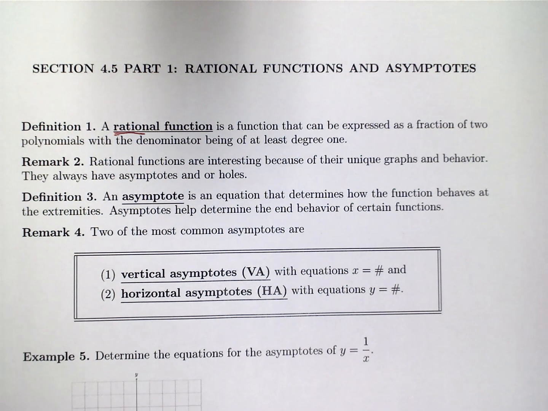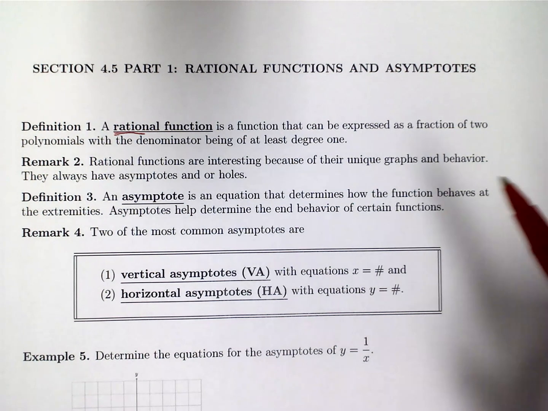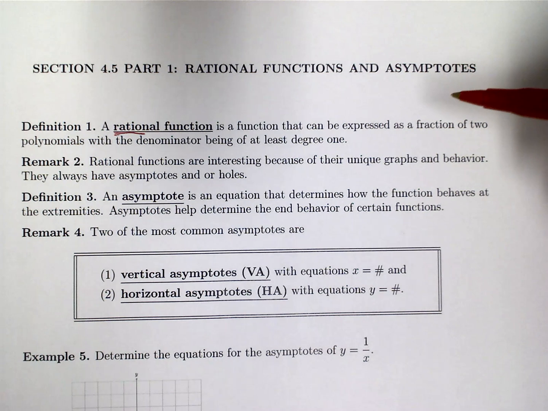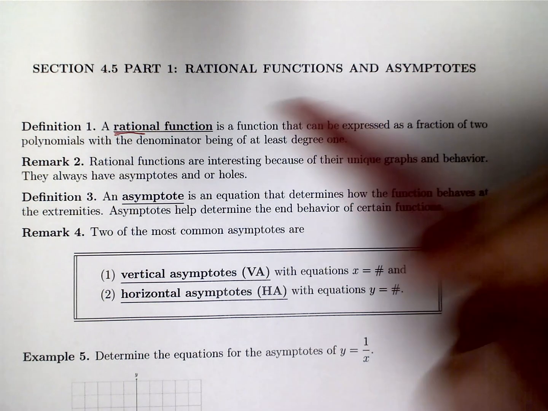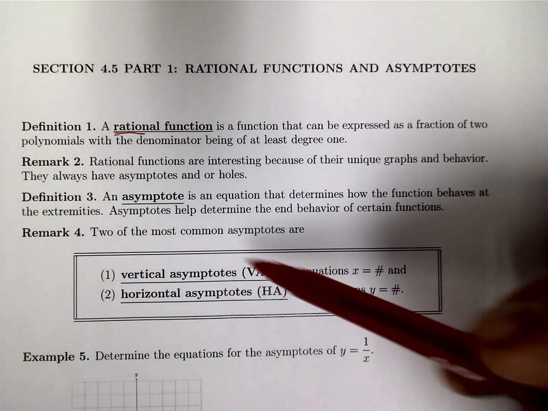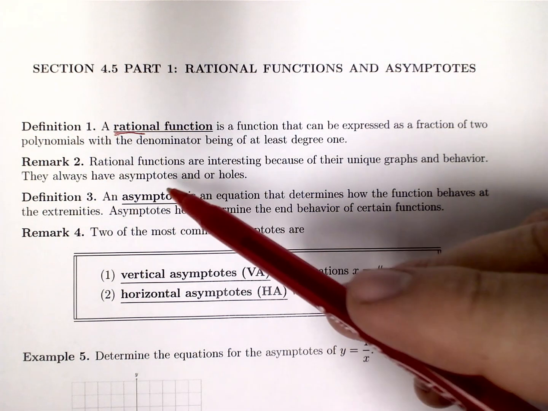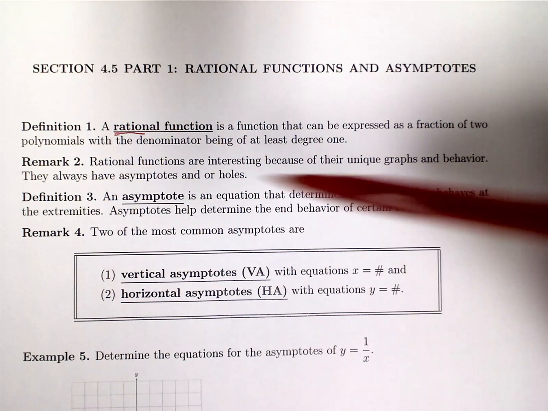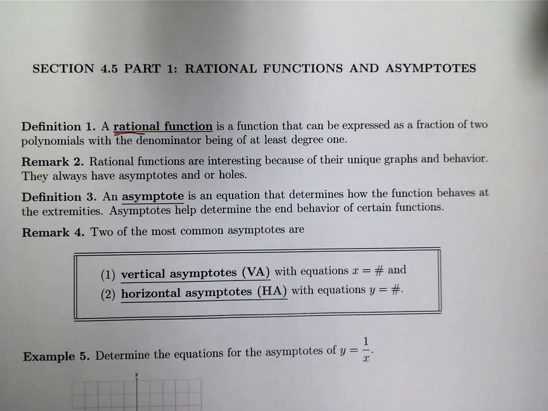And asymptotes are ways to talk about end behavior. Okay, so they're an equation that determines how the function behaves at extremities. And so just like with polynomials, the arrows that we drew, those were the end behavior. Asymptotes are an equation that tell us, hey, this is how this function will sort of end up in the end. Okay, and there are two common types of asymptotes we're going to talk about.